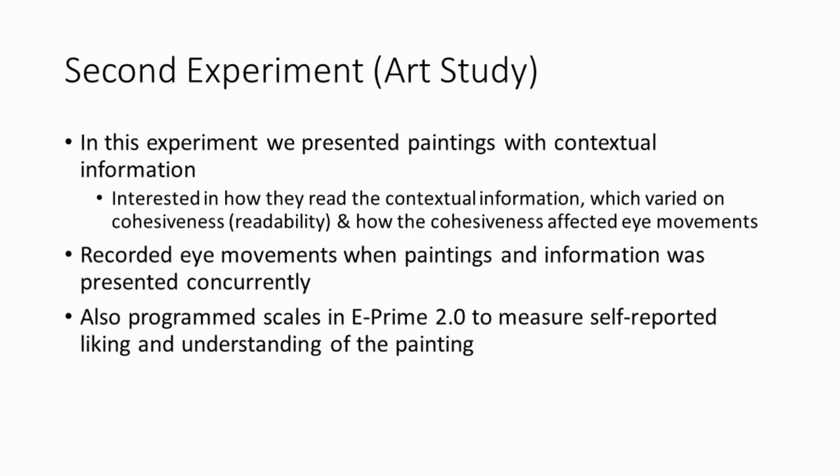This is more exploratory. We presented paintings with different types of contextual information. This information varied on cohesiveness. And then we recorded eye movements when the paintings and information were presented concurrently. Again, we only had 6 participants because this was in the last few weeks. We also programmed scales of liking and understanding in Experiment Builder 2.0. So every time they viewed a painting, afterwards they rated how much they liked and understood it.